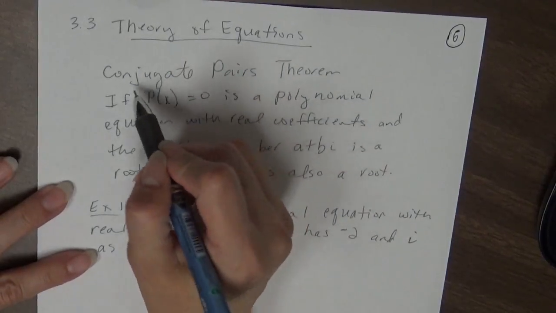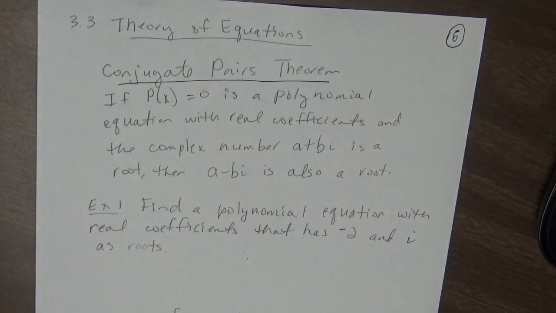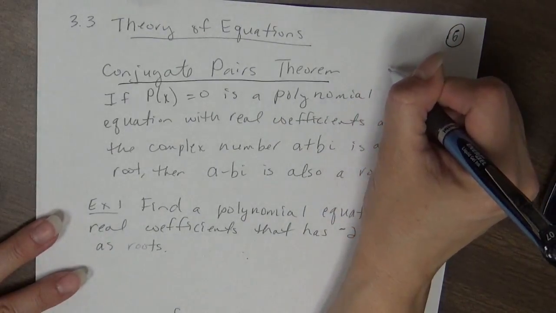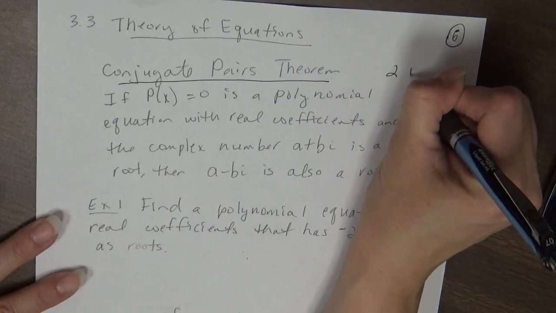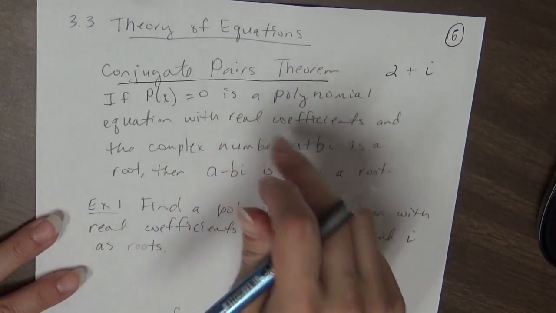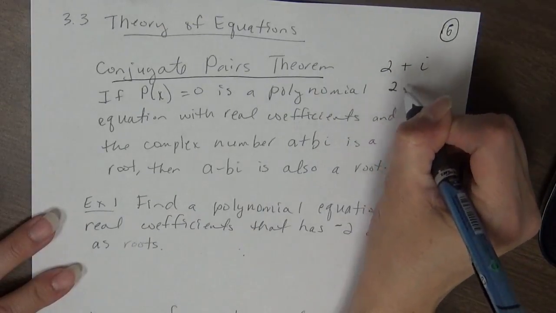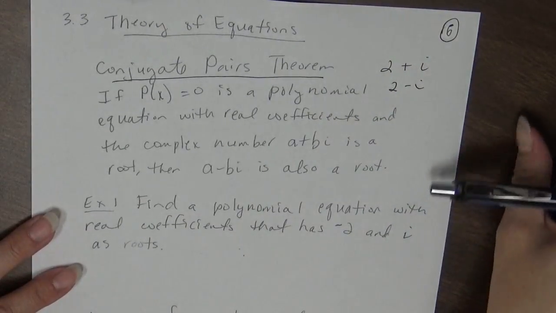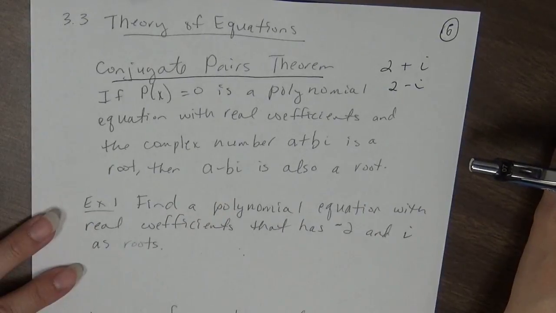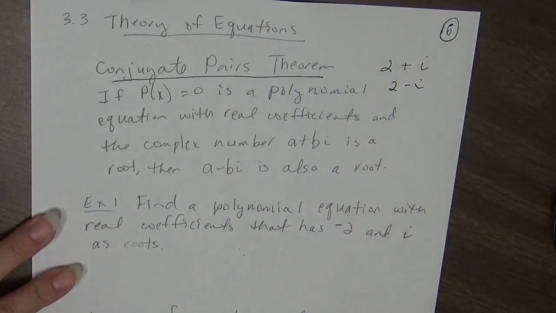In 3.3 we do need the Conjugate Pairs theorem. That's important. It states that if p of x equal to 0 is a polynomial equation with real coefficients and the complex number a plus bi is a root, then a minus bi is also a root. So basically, if you're told that you've got a root of, let's say, 2 plus i, then by this theorem you immediately know that its conjugate 2 minus i will also be a root. So roots for complex numbers come in pairs with conjugates.